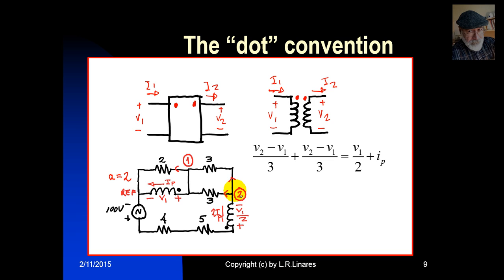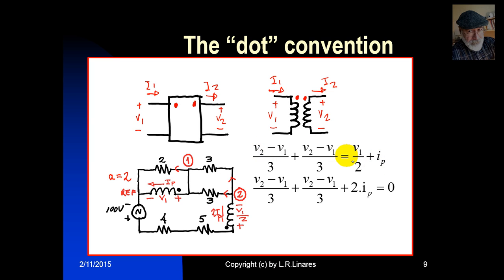Now KCL2. KCL2, currents leaving the node, three of them, 1, 2, 3. No currents entering the node. Leaving the node, the one on the top, V2 minus V1 over 3. Another one that has exactly the same value. And on the bottom, 2 times IP. Two equations, but three unknowns, V1, V2, and IP.